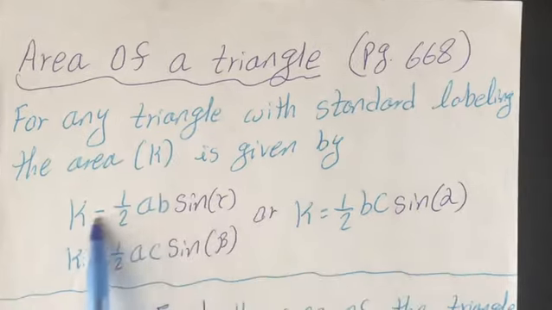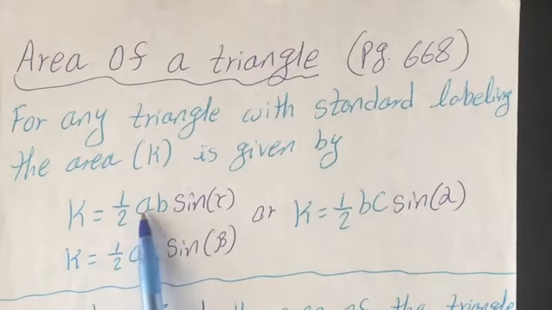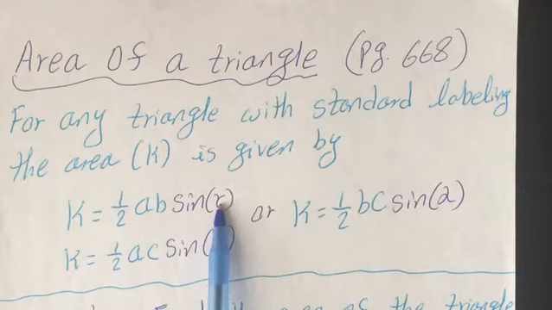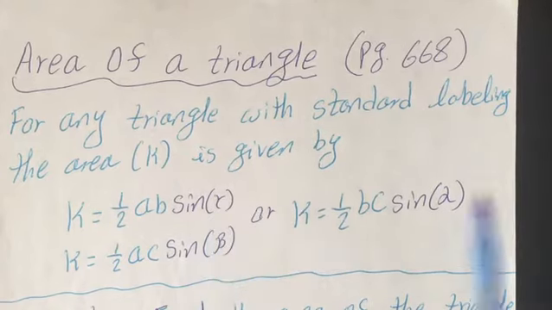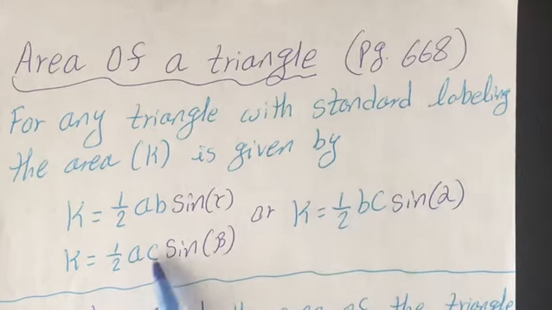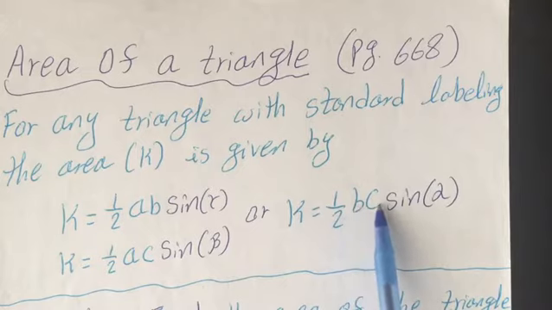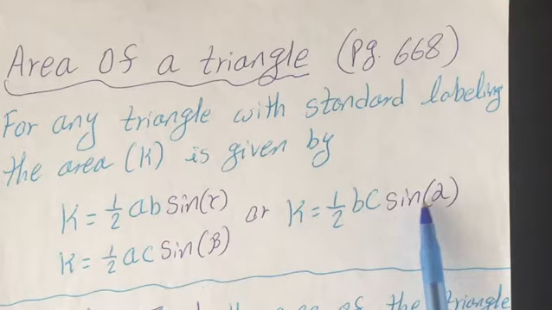So in this case, I would end up using this because I know the side A and the side B and the angle between those two, which happens to be gamma in this case, where gamma represents the angle C. Or if you know the sides A and C, you would end up using this formula. If you know sides B and C and the angle included between them, you would end up using this formula.